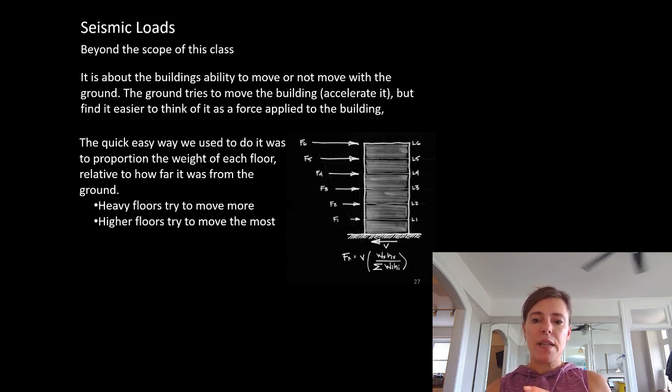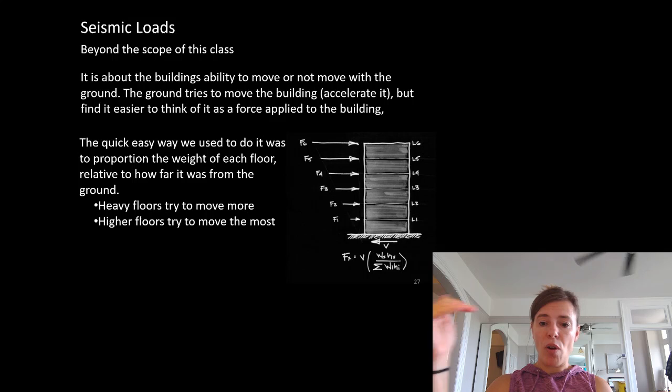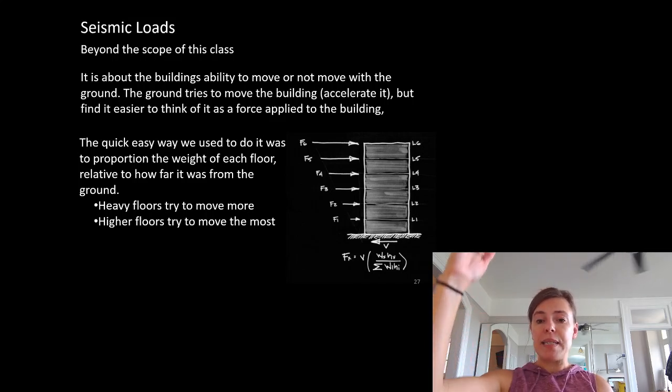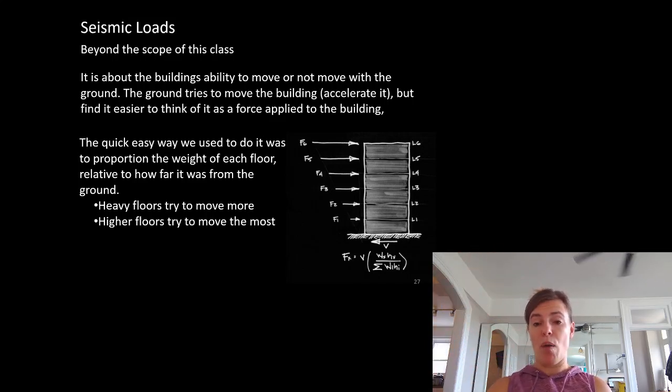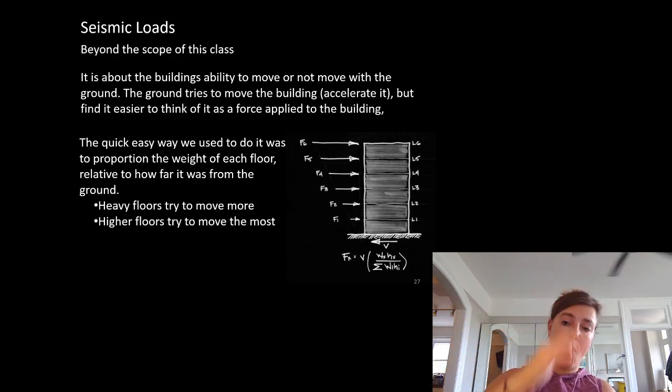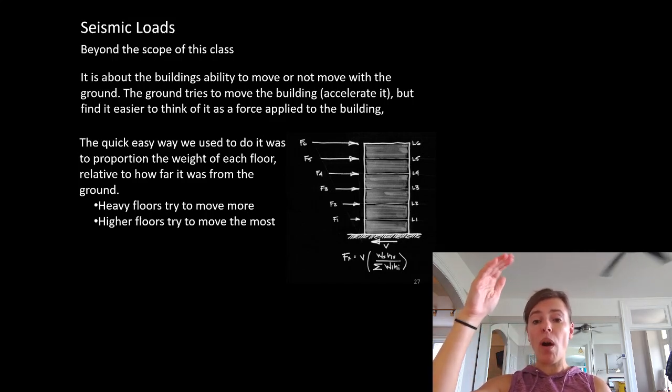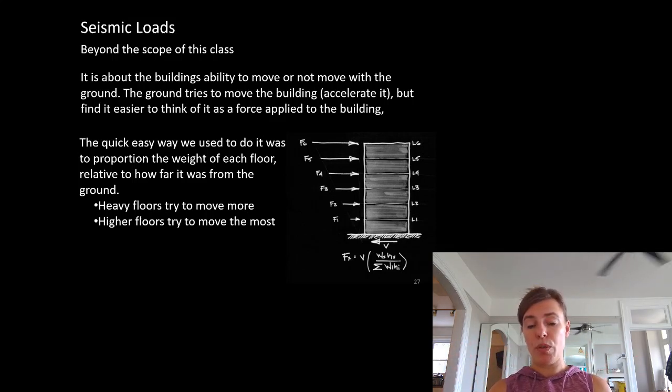Our building has a weight, and what we say is, depending on how much the ground is trying to move, the force that's trying to push it is dependent on its weight. And that varies as our building goes up, and the dependence on how tall it is as well. So, heavy floors move more. Light floors try to move less. High floors try to move more. Low floors try to move less. So a high, heavy floor is trying to move the most, which means that we apply the most load to those floors.